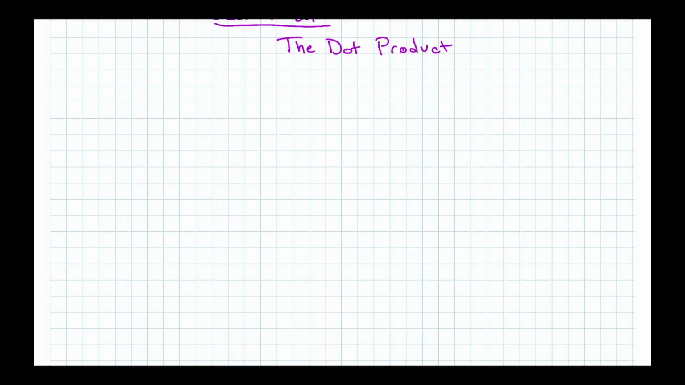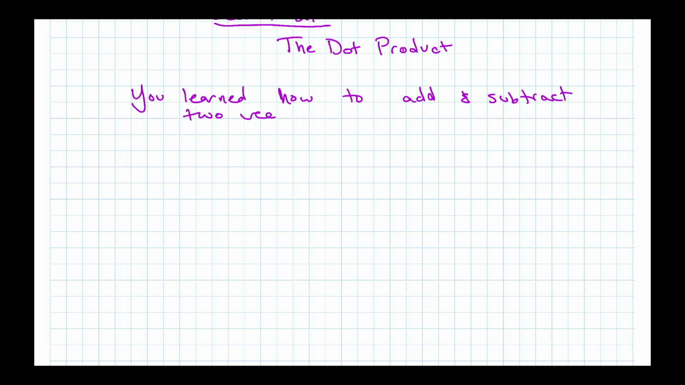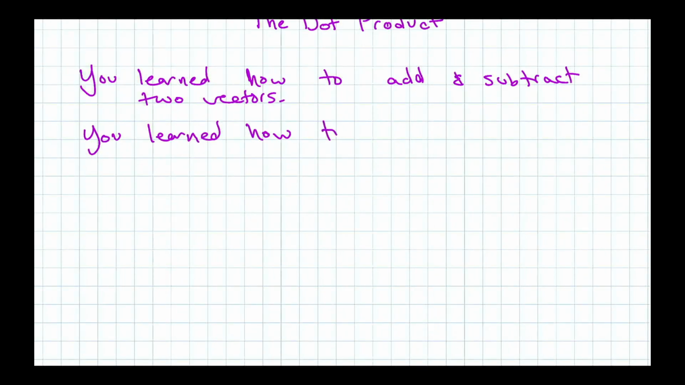So let's talk about the dot product. So first of all, you learned in previous sections how to add and subtract two vectors, right? And you learned scalar multiplication. So you learned how to multiply a vector by a number. But what you didn't learn is how to multiply a vector by a vector. And that's what we're going to learn today.